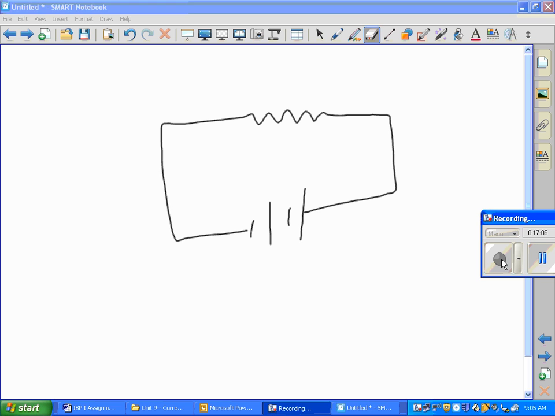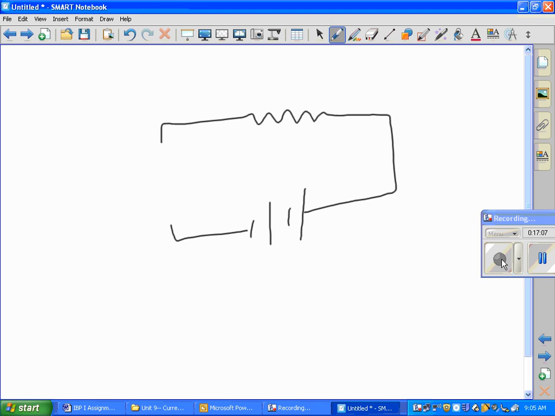So to measure the current through the circuit, I would attach my ammeter in series as part of the path so the current flows through it. If I wanted to measure the voltage, let's draw this. Let's say this is a 9-volt battery. This is the positive terminal. This is the negative terminal.